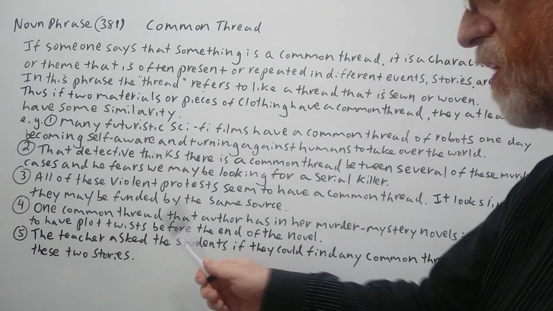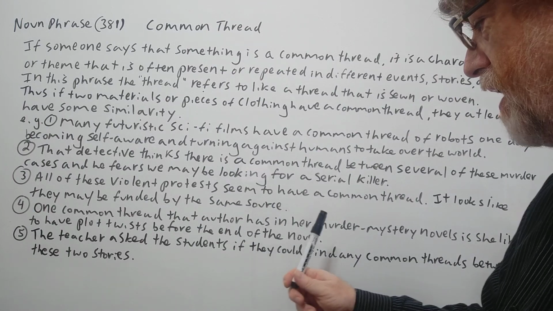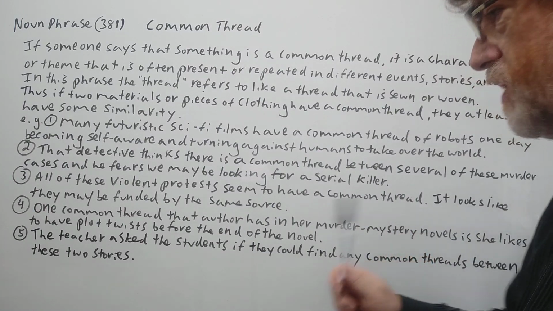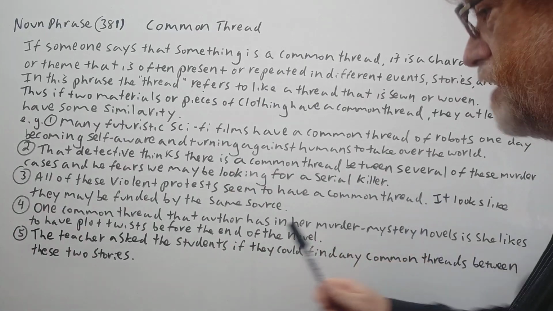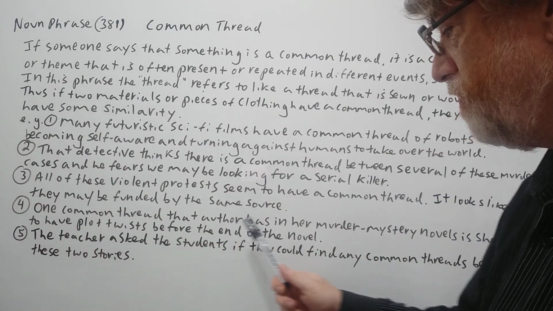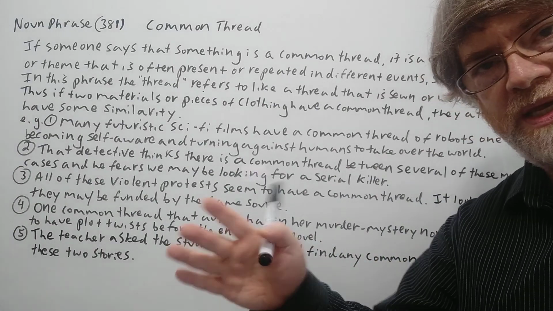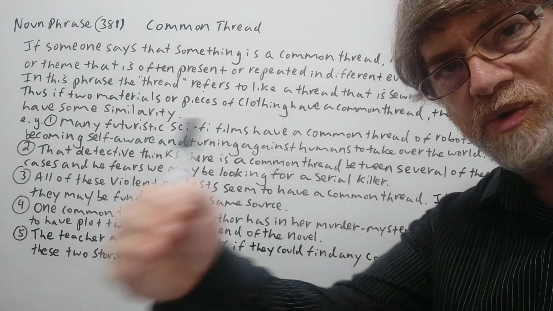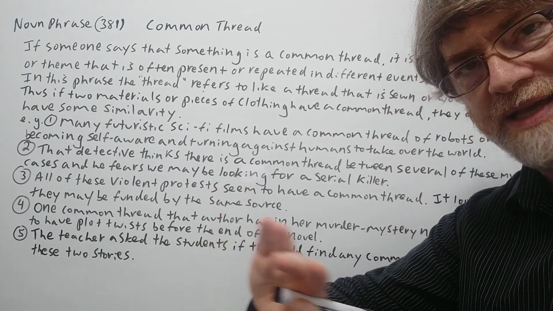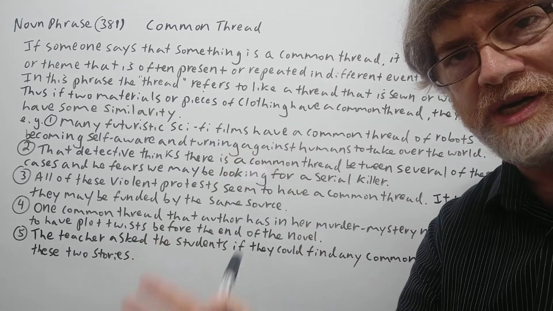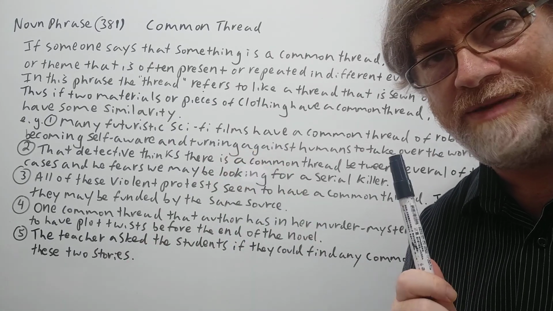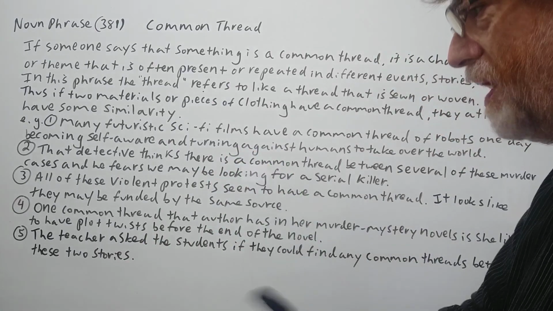All right, number 4, one common thread that author has in her murder mystery novels is she likes to have a plot twist before the end of the novel. So she writes it where she leads you one way, but just before the end, she has some turn of events that makes it very different from the way the reader was probably thinking. So it's a plot twist.